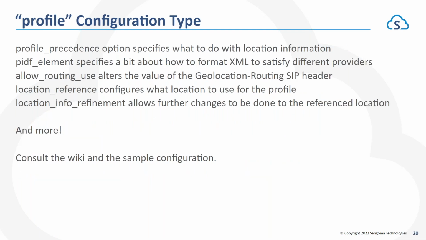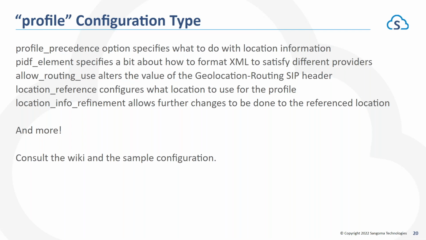The profile configuration type: the profile precedence option specifies what to do with location information. PIDF element, this is something we found out through testing with different providers, is that they may want the XML formatted slightly differently, so we provide an option to allow configuring that. Allow routing use alters the value of the geolocation routing SIP header. Location reference configures what location to use for the profile. And location info refinement allows you to further refine that referenced location.